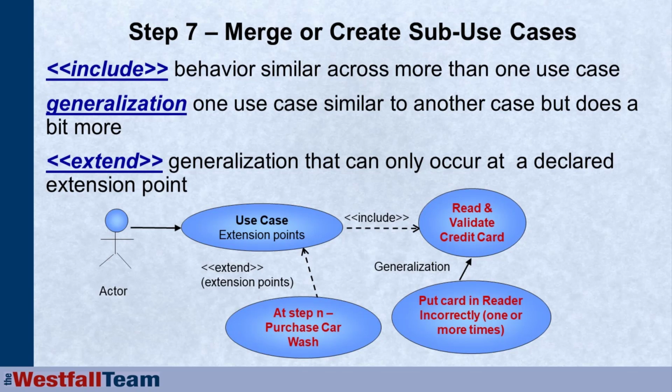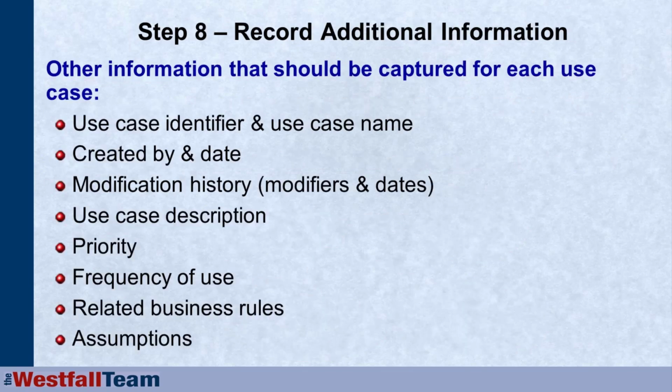An extend is simply a generalization that occurs at a particular point in time. For example, you might have an extend that says if they've selected the car wash, then extend it to this car wash use case. But under normal case, if they say no, we don't want a car wash, then you just continue on and do not do that extend. So you're going to merge and generalize and come up with these sub-use cases as appropriate to reduce the amount of redundancy, to reduce the amount of documentation that you have in your use case.